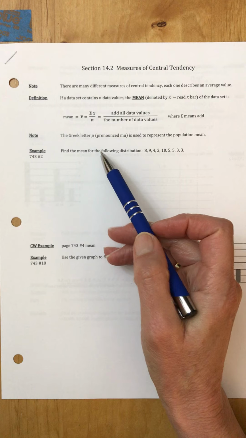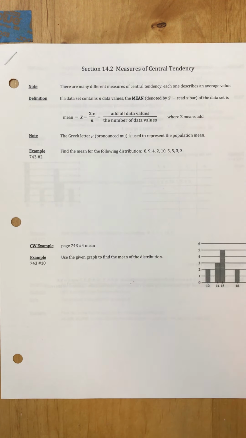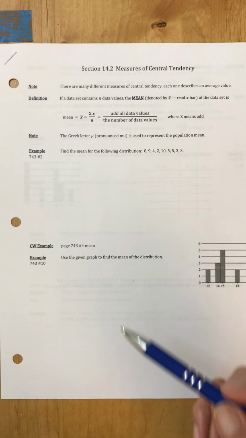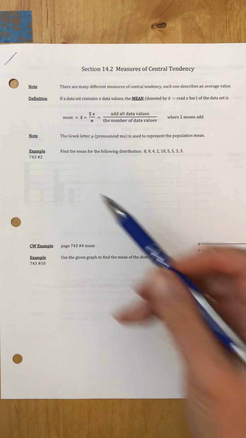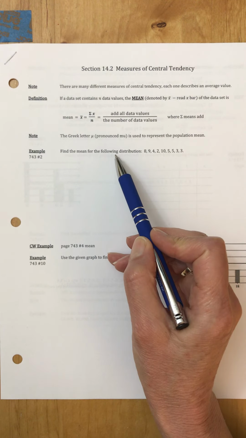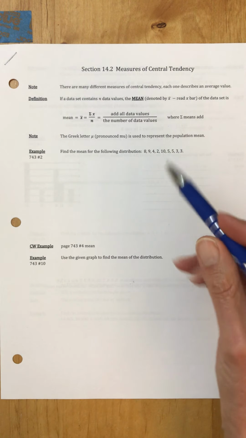Okay, so if you're talking about a mean in the population, meaning all of the data, not just a sample, it's called mu. And it's this Greek letter mu. All right, let's try the problem. Find the mean for the following distribution. And there's our numbers. So what does the formula say?